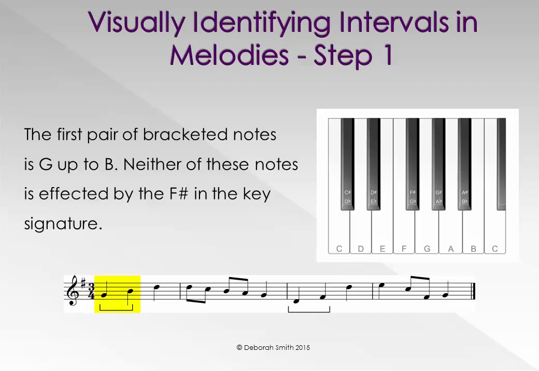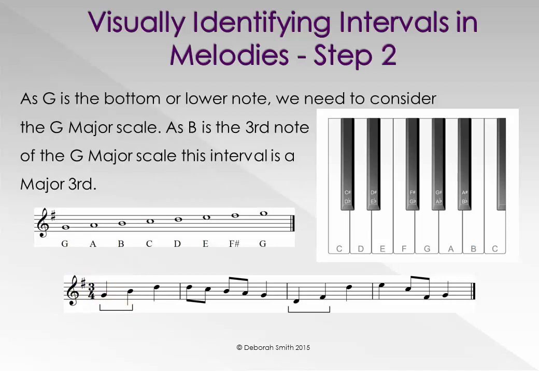The first pair of bracketed notes in this example is G up to B. Neither of these notes is affected by the F sharp in the key signature. As G is the bottom or lower note, we need to consider the G major scale. As B is the 3rd note of the G major scale, this interval is called a major 3rd.